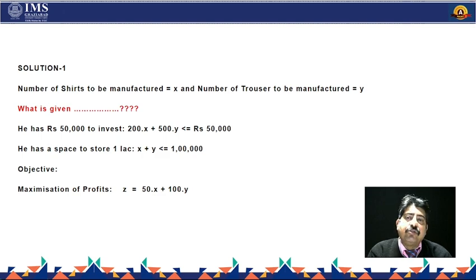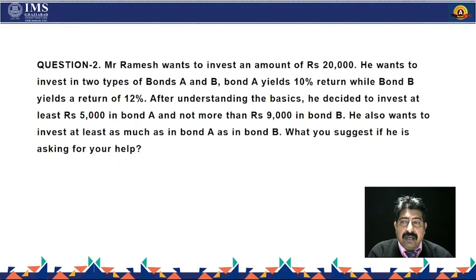So Z will be equal to 50x plus 100y. Am I clear to you all? Okay, let's move to the second question, and perhaps the last one.